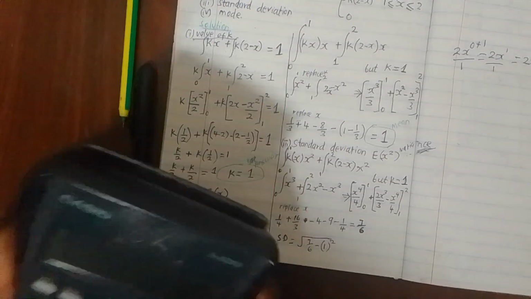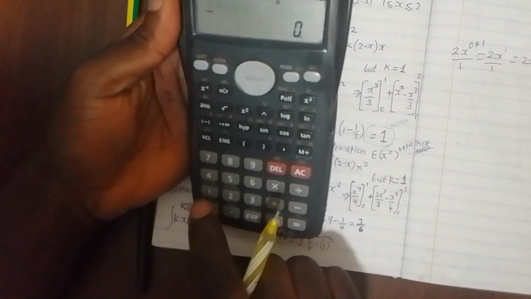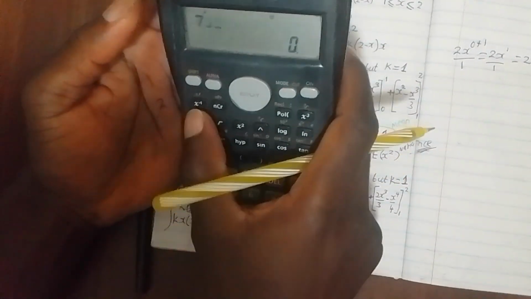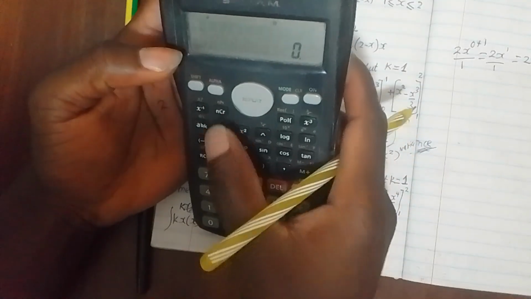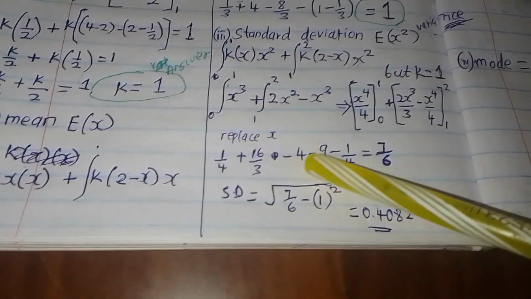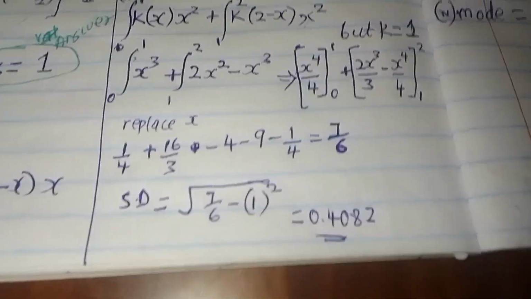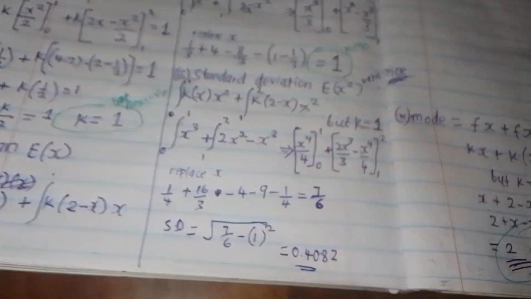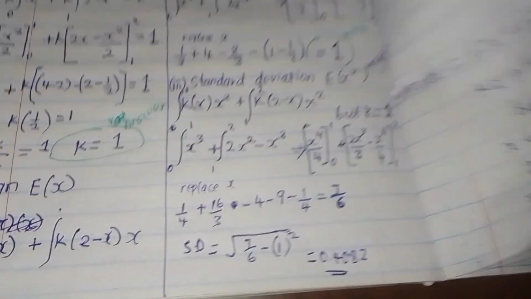So it will be something like this one, 7 over 6. Now we will find the square root of 7. So after finding the standard deviation, after typing in the calculator, lastly let's find the mode.